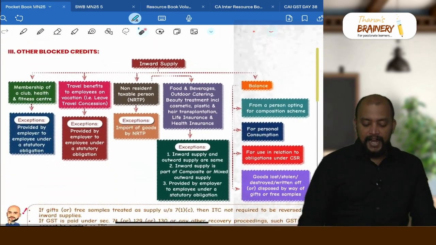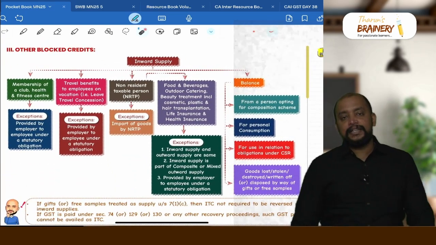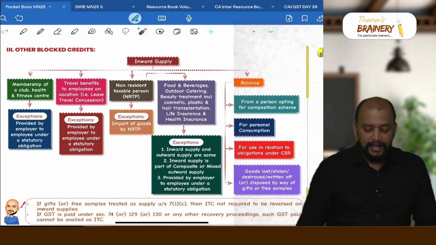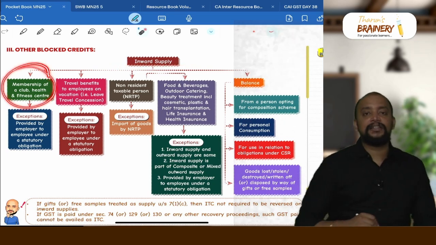Next, we have other blocked credits. In other blocked credits, we have some inward supplies, that is, membership of a club, health and fitness center.